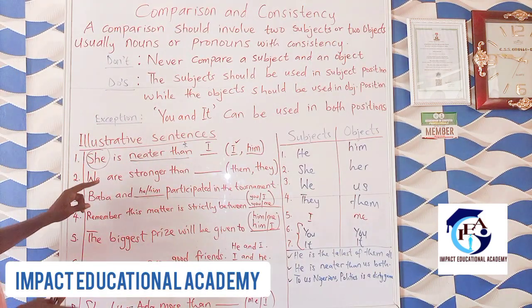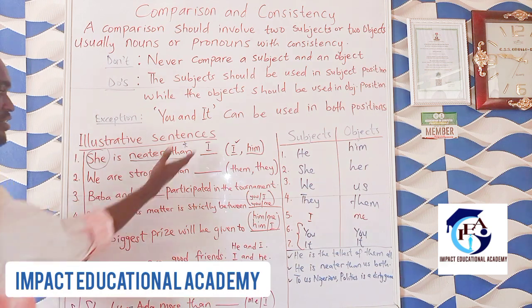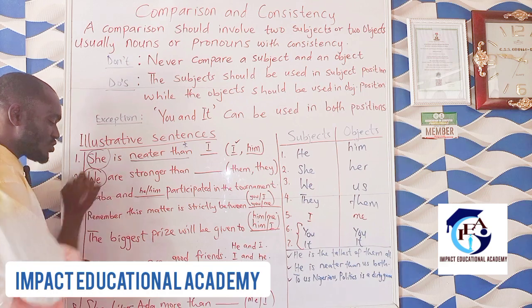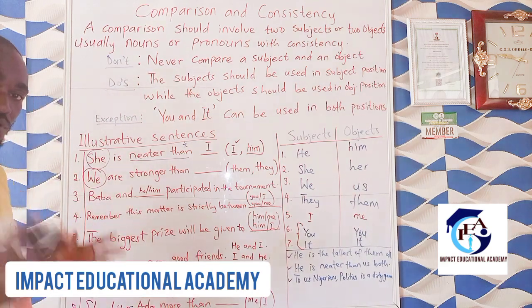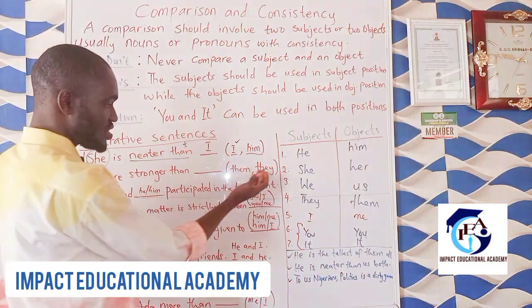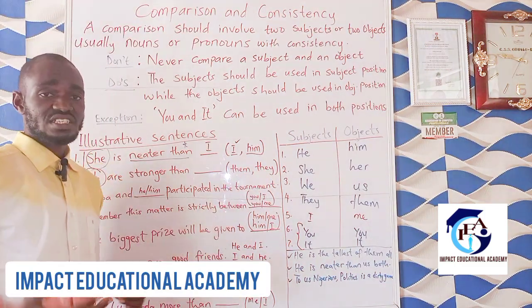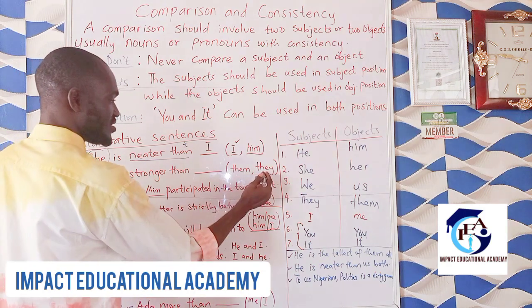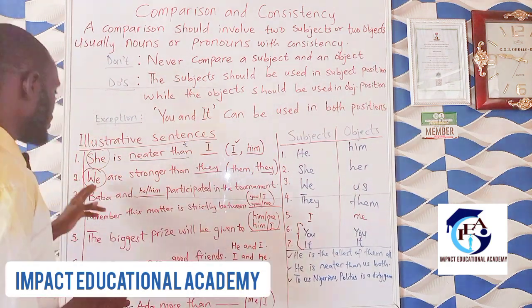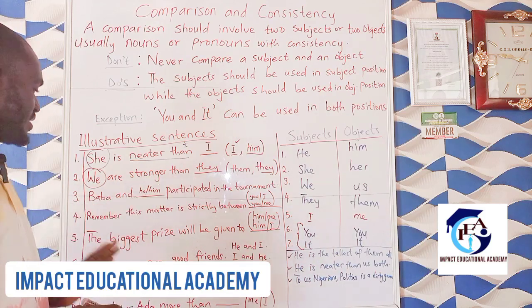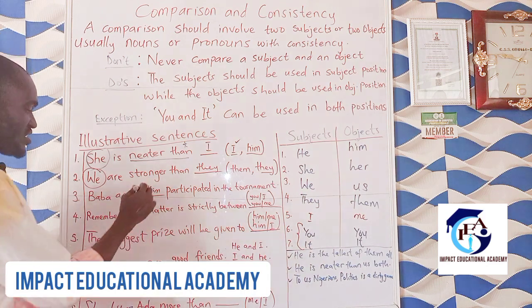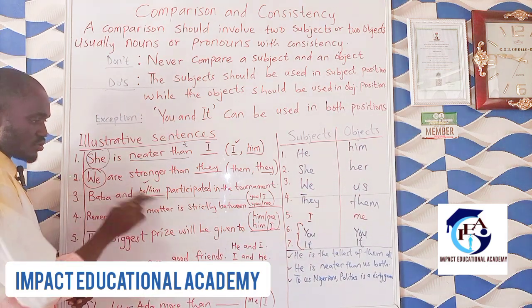The next one is we are stronger than. The same thing applies to this. We are going to look at the status of we. We is a pronoun in the position of what? Subject. So if we are choosing between these two, it has to be the one in subjective case, which is what? They. So we are right to say we are stronger than they. The next is Baba and he or him. It is going to be he because this is the position for subject.